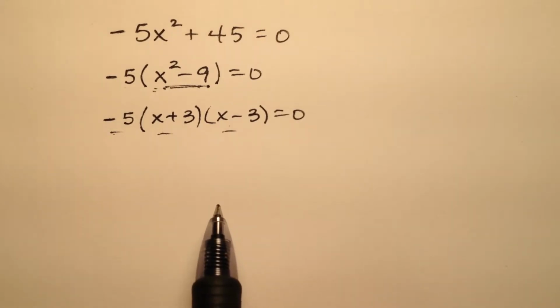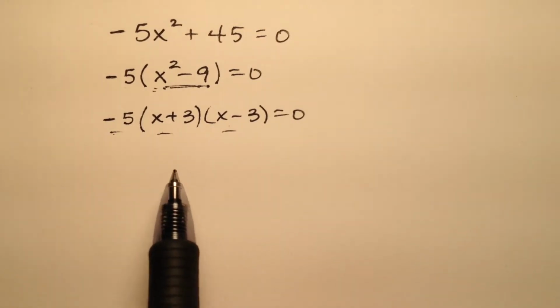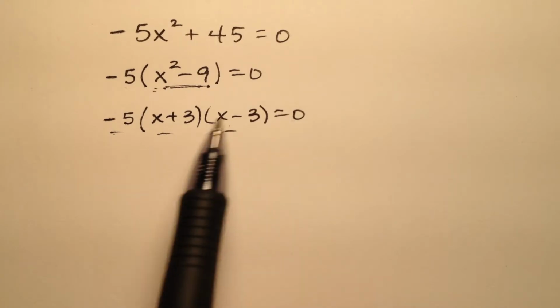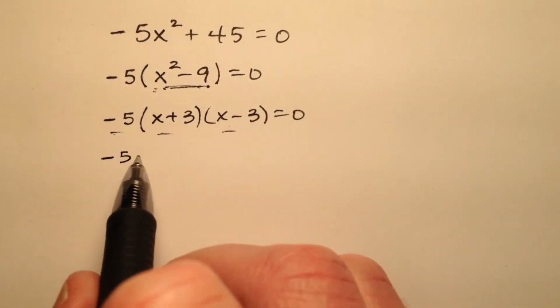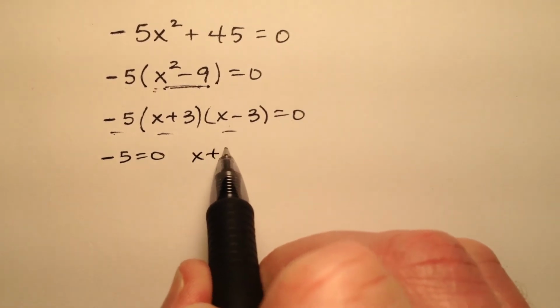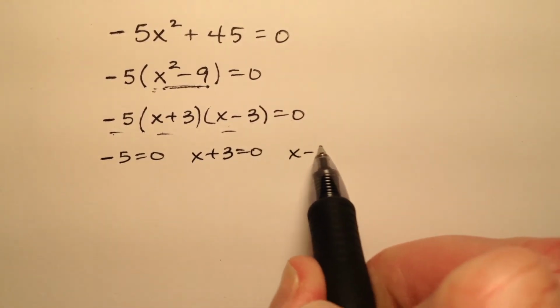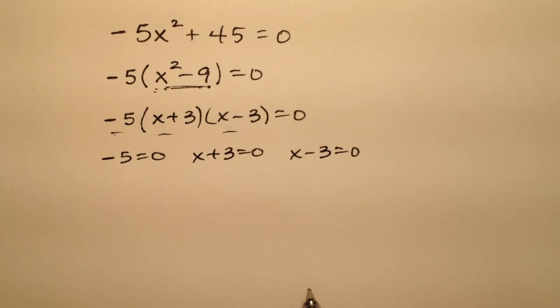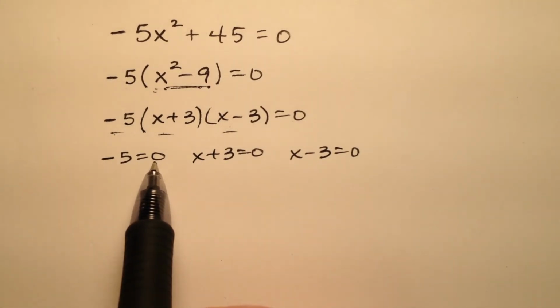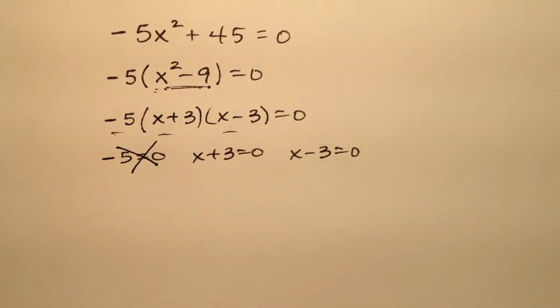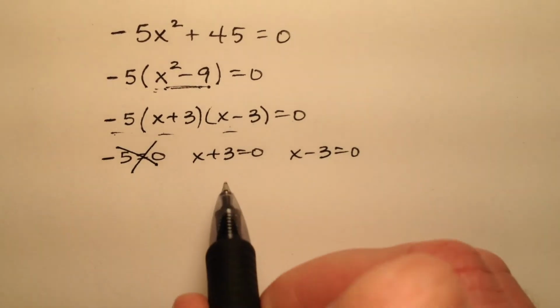So remember, I'm going to use my zero property of multiplication, which says if they multiply to make 0, then you know at least one of these critters has to be 0. So I'm going to say -5 equals 0, x plus 3 equals 0, and x minus 3 equals 0. Well, I know this -5 equals 0 does not include a variable, and in fact this is a false statement, so I'm going to go ahead and ignore that guy.